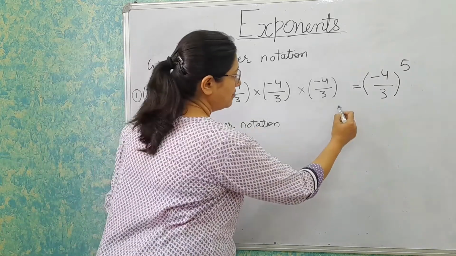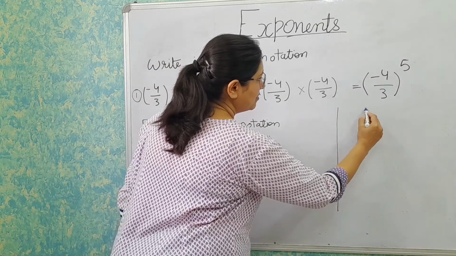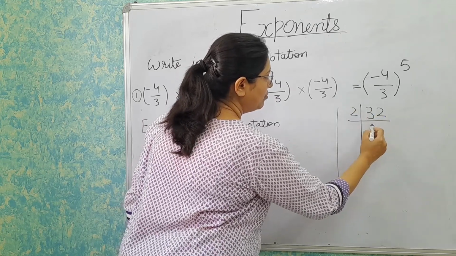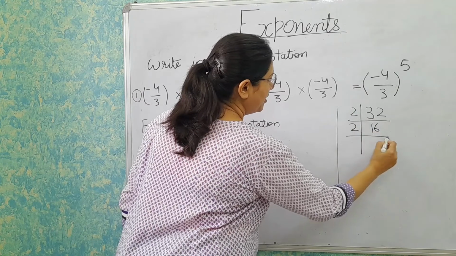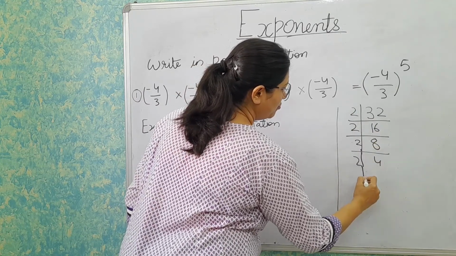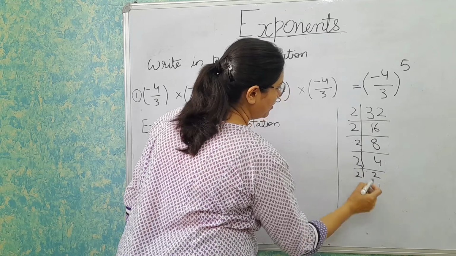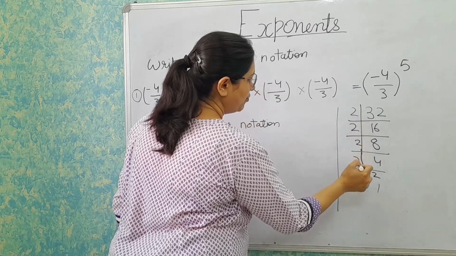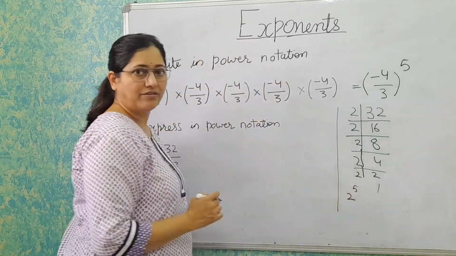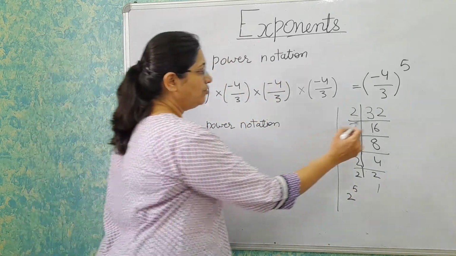So first, I will make some rough space and now I will do the prime factorization. 32 can be divided by 2. It is 16. Again 2, 8, 2, 4, 2, 2, 2 and 1. So 1, 2, 3, 4 and 5. So I can write it as 2 raised to the power 5.